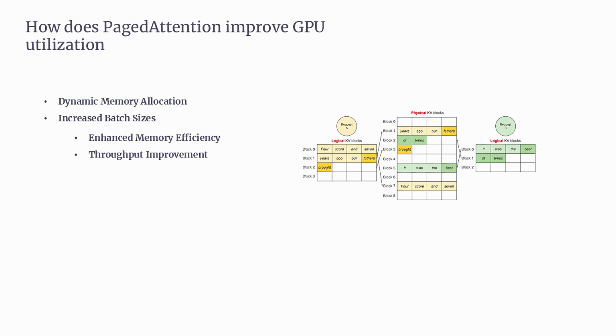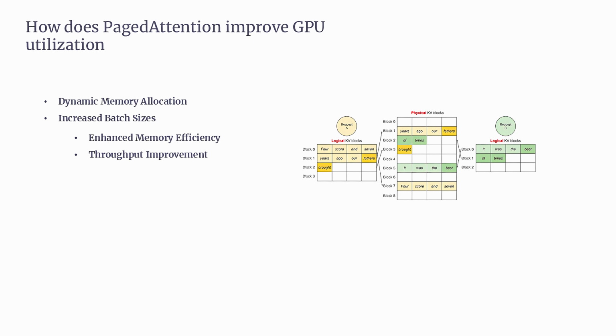2. Throughput improvement. Larger batches lead to better GPU performance, which directly translates into increased throughput. In fact, benchmark tests show that systems using paged attention can process 2 to 4 times more requests compared to traditional systems, especially when handling longer sequences and larger models. So not only does the system process more requests, but it does so faster.